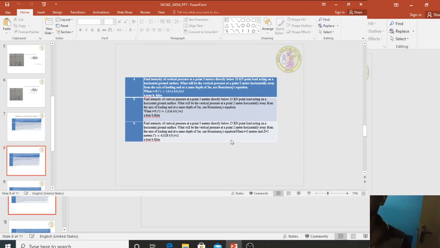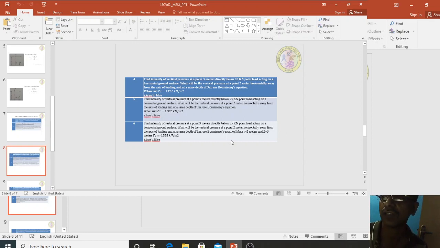Similarly, next question. Find the intensity of vertical pressure at a point 3 meter directly below a 25 kilonewton point load acting on a horizontal ground surface. What will be the vertical pressure at a point 2 meter horizontally away from the axis of loading and at the same depth of 3 meter? The answer given is 132.6. The answer is 1.326 kilonewton per meter square. Therefore it is false. Next question.